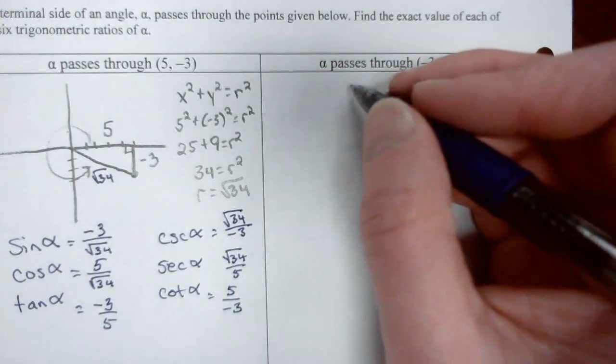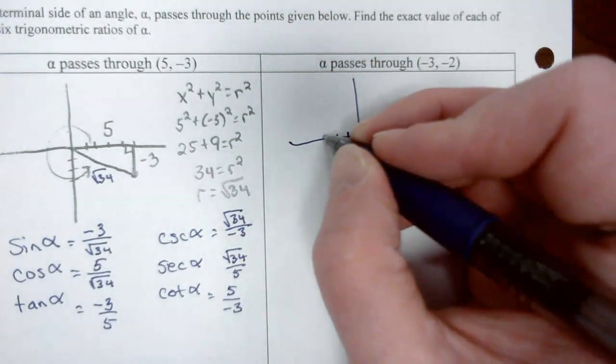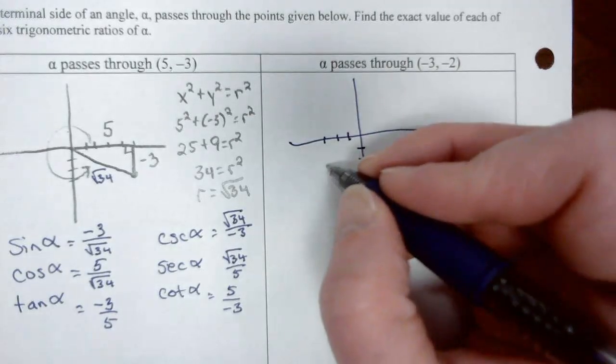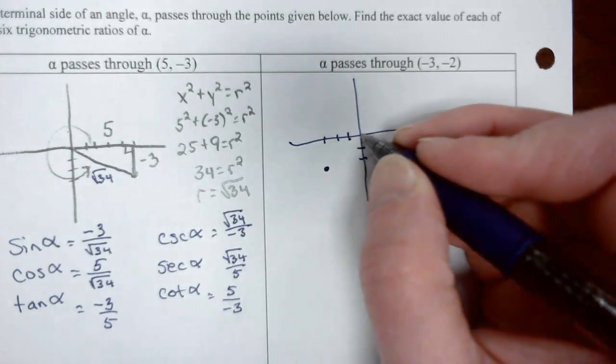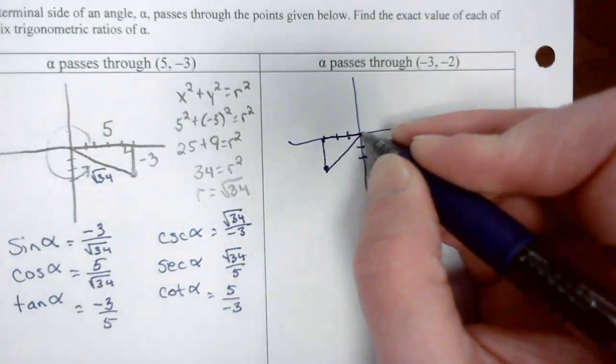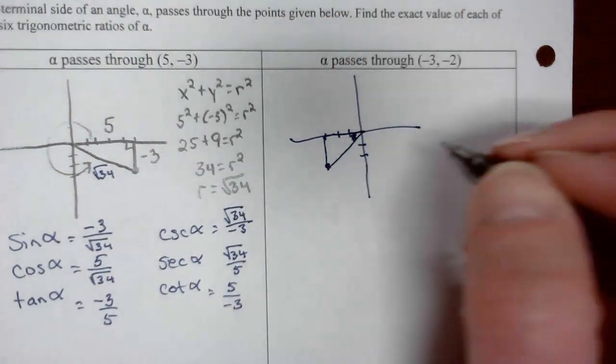Now let's look at this next one. So negative 3, negative 2. So I'm going in the negative direction to get to my point. So I'm still going to draw my triangle to the x-axis. I'm connecting it to the x-axis, and we're looking at this reference angle.